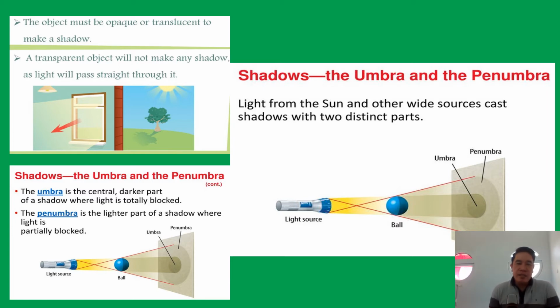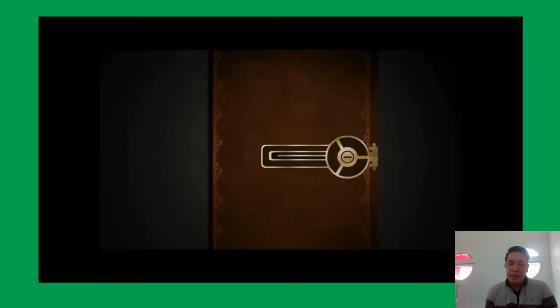The umbra is the central, darker part of a shadow where light is totally blocked. The penumbra is a lighter part of a shadow where light is partially blocked. Can you see the diagram? Look at the diagram and identify the umbra and penumbra. The darker color is the umbra and the lighter one is the penumbra. Now let us watch this video in order for you to learn more about the umbra and penumbra.